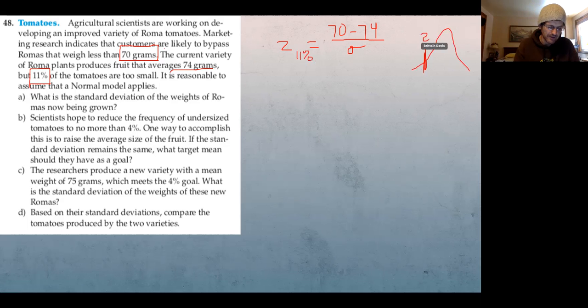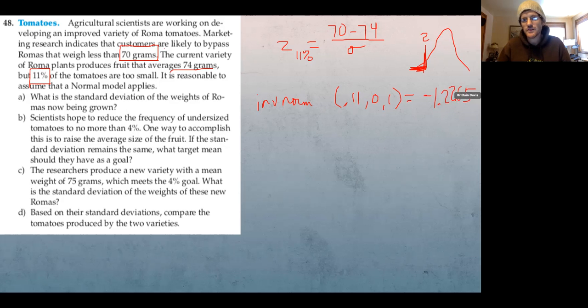What's the z-score that everything falls underneath? So I'll do inverse norm. And this time my area is going to be 0.11. So again, on my calculator, it looks like this. There's no equals there, but it's 0.1101. And when I get my answer, it's negative 1.2265. So if you did that yourself, you can double check and see that that's right.